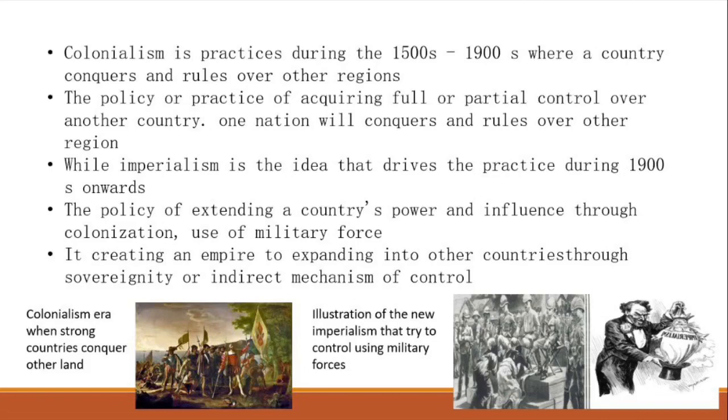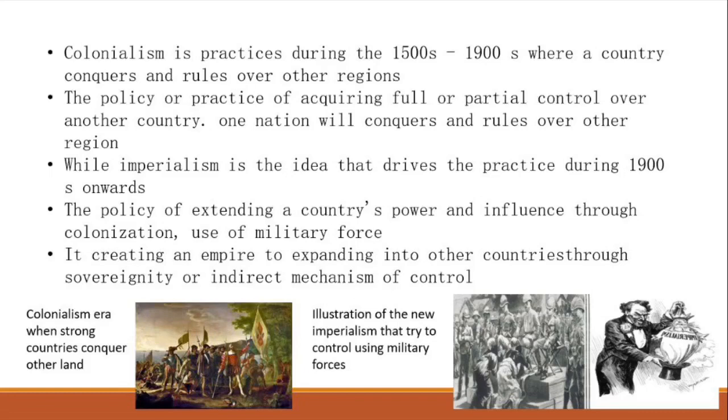While imperialism is different in a certain way, it is the ideology that drives the colonialism practice during the 1900s onwards. Imperialism is a policy of extending a country's power and influence through military force or diplomacy. And it can be categorized into formal and informal imperialism, where it creates an empire, expanding into other countries through sovereignty or indirect mechanisms of control.